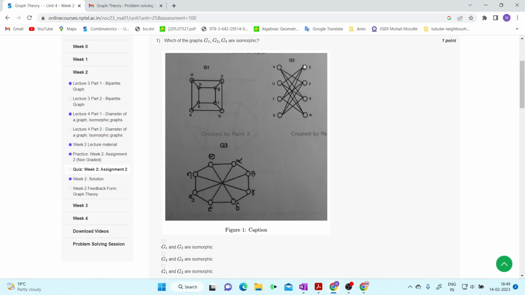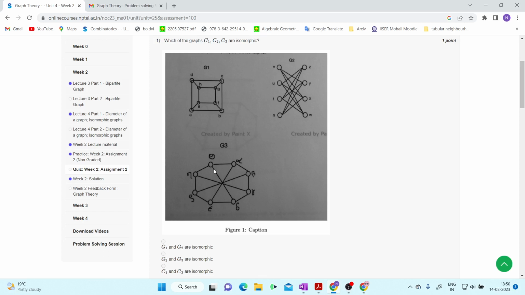You see that G2 is a bipartite graph. So if these two graphs were isomorphic, this should be bipartite. Do you think G3 is bipartite? A graph is bipartite if and only if it has no odd cycles. So do you think G3 is bipartite? That is the reason I found that it is not isomorphic, but I can't give the reason now.